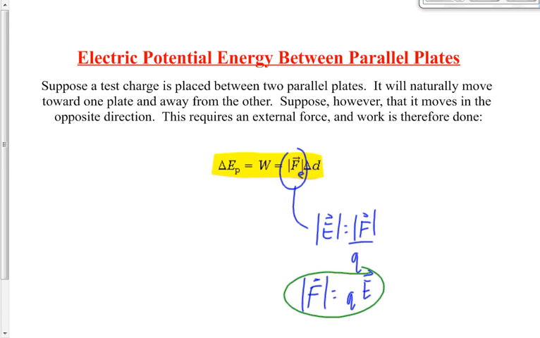So to move a charge through a certain electric field, we need to do work on it. If we have the number for the amount of work done or the change in potential energy, that's great. But if we don't, if we have the charge, the electric field strength, and the distance between the plates, then we can find the work done by using F times D or Q times E times D.